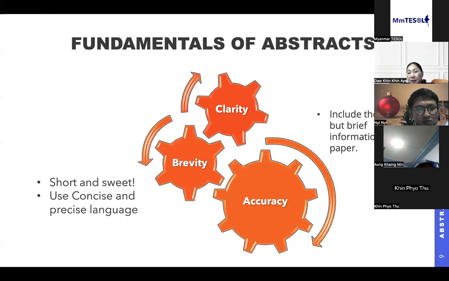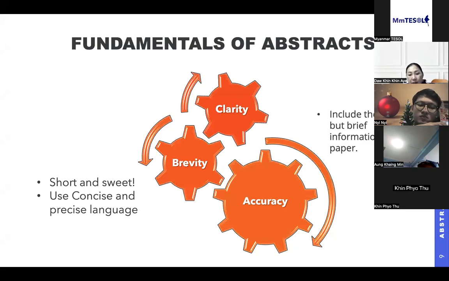Okay, now accuracy, what does it mean? Include the same but brief information of your paper. I have already told you both abstract and introduction are the miniature of your whole paper. Abstract is within 250 words. Introduction is one chapter. Think about it. So you need to include the same information but very brief information of your paper. So accuracy means it must be accurate, exactly, and as for clarity, all your language must be clear and comprehensible to everyone as well.